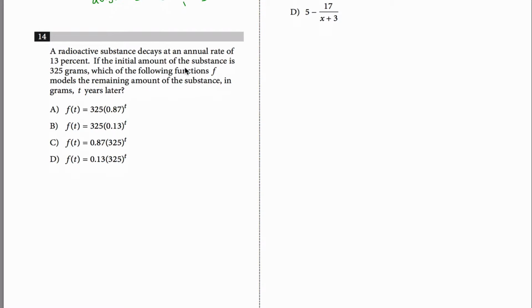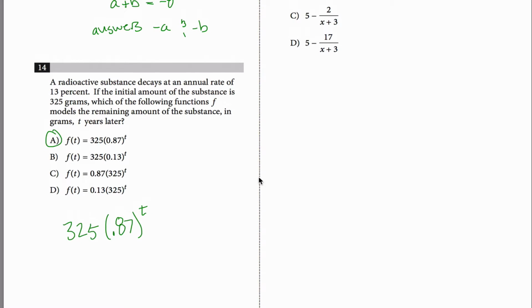If the initial amount of the substance is 325, which of the following functions models the remaining amount of the substance t years later? So the way to think about it is right now I got 325. Next year, I'll have to multiply this by 0.87 because I'm keeping 87%, I'm getting rid of 13%. The year after that, I'm going to have to multiply this by 0.87 again, and then 0.87 again, and then 0.87 again. Every time a year passes, I have to multiply by 0.87 again. In other words, I'm going to raise it to the t power. That's what you get for answer A here.